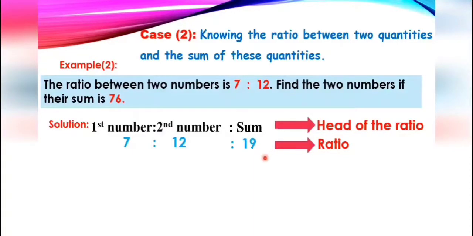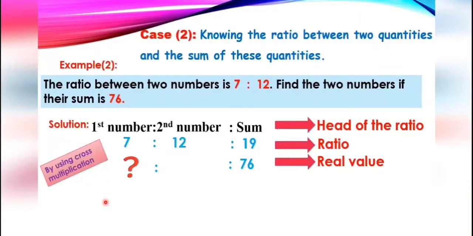Here 7 plus 12 is 19. The third line is for the real value. So I will put 76 not in the line of the ratio, I will put it in the line of the real values. 76 is a real value, so I will put it in the third line. How can I find the first number? By using, as we said, the cross multiplication method.